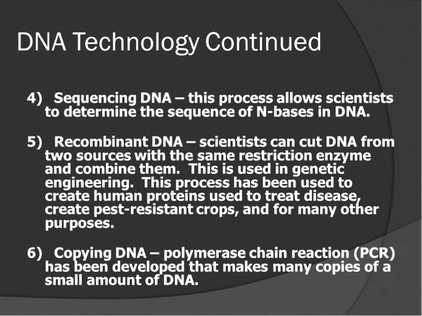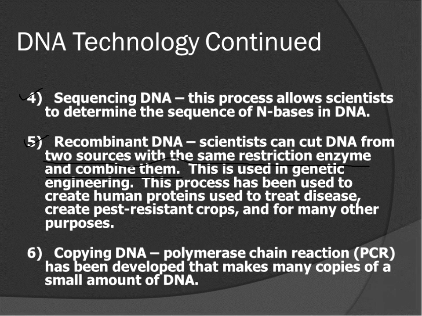And then fourth, they can sequence the DNA. That allows scientists to determine what the bases are. So once they have the DNA and separate it out, then they're going to open up that DNA and look at all the letters, A, C, G, T, and billions of letters long.